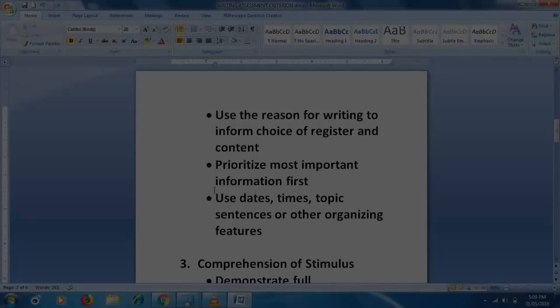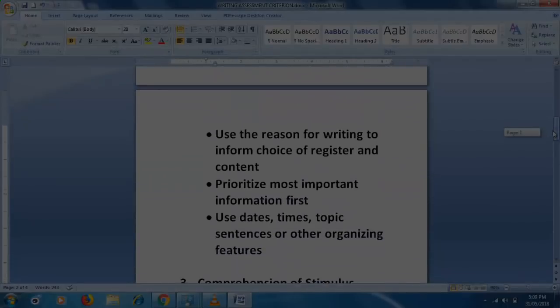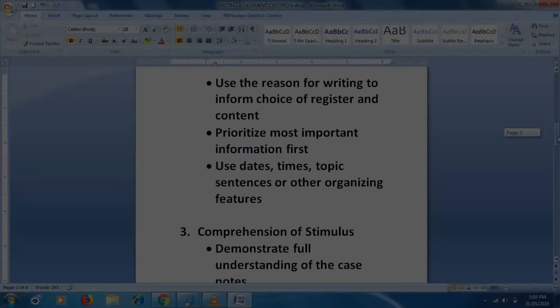Prioritize the most important information first. This is again a reiteration of what I discussed in the second point, that highlight the most important information first. Depending on the level of the urgency that's there in front of you according to the case notes, plan a draft accordingly. Use dates, times, topic sentences, or other organizing features.